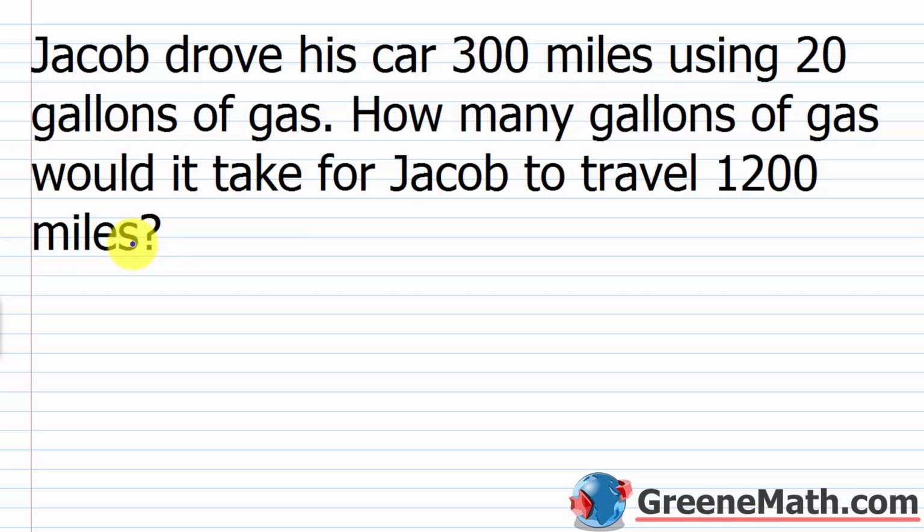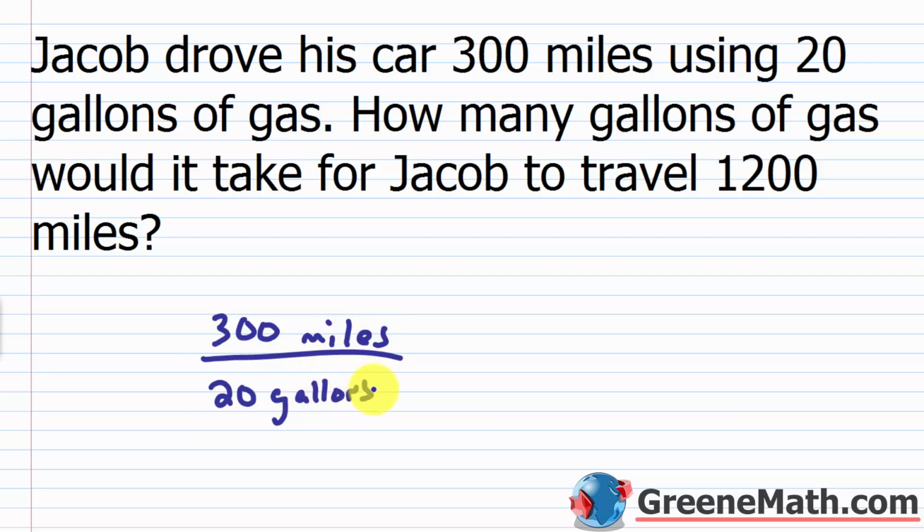Essentially what we want to do is take the first information they give us and set up a unit rate, right? So it says Jacob drove his car 300 miles using 20 gallons of gas. So we have 300 miles per 20 gallons of gas. And you can write "of gas" if you want. I'm just going to leave 20 gallons in the denominator.